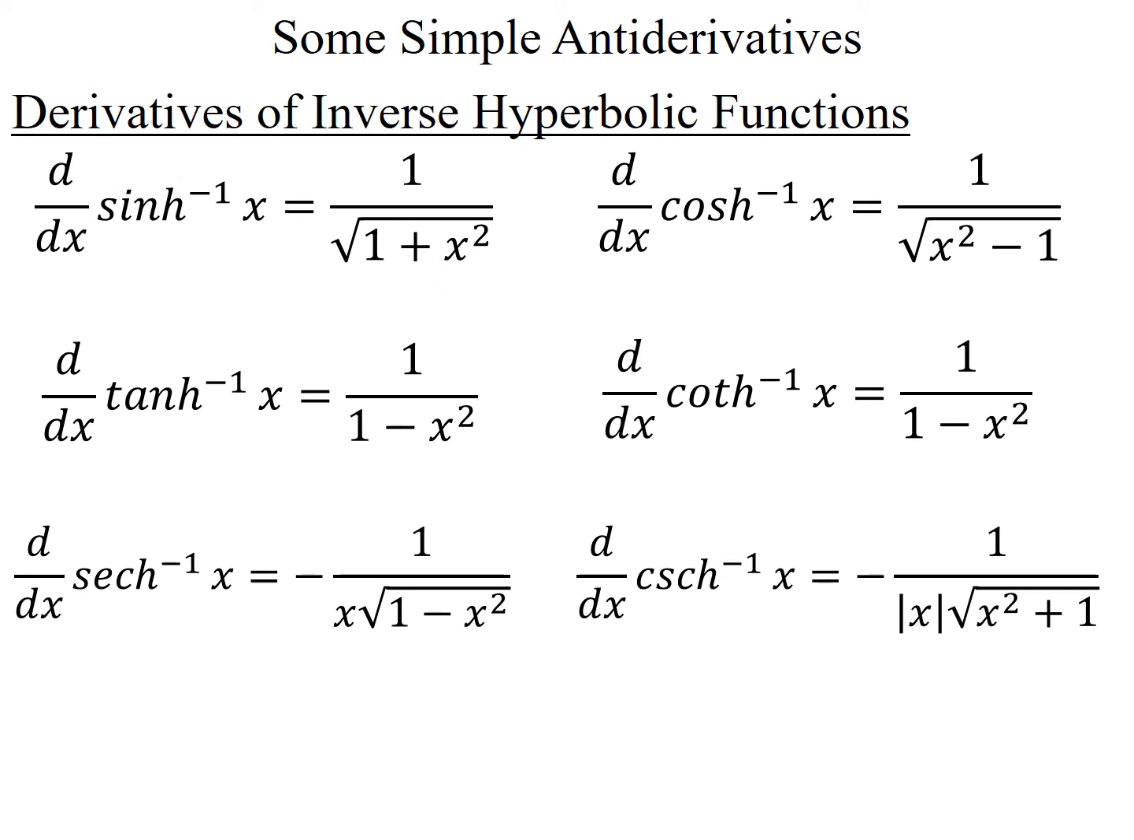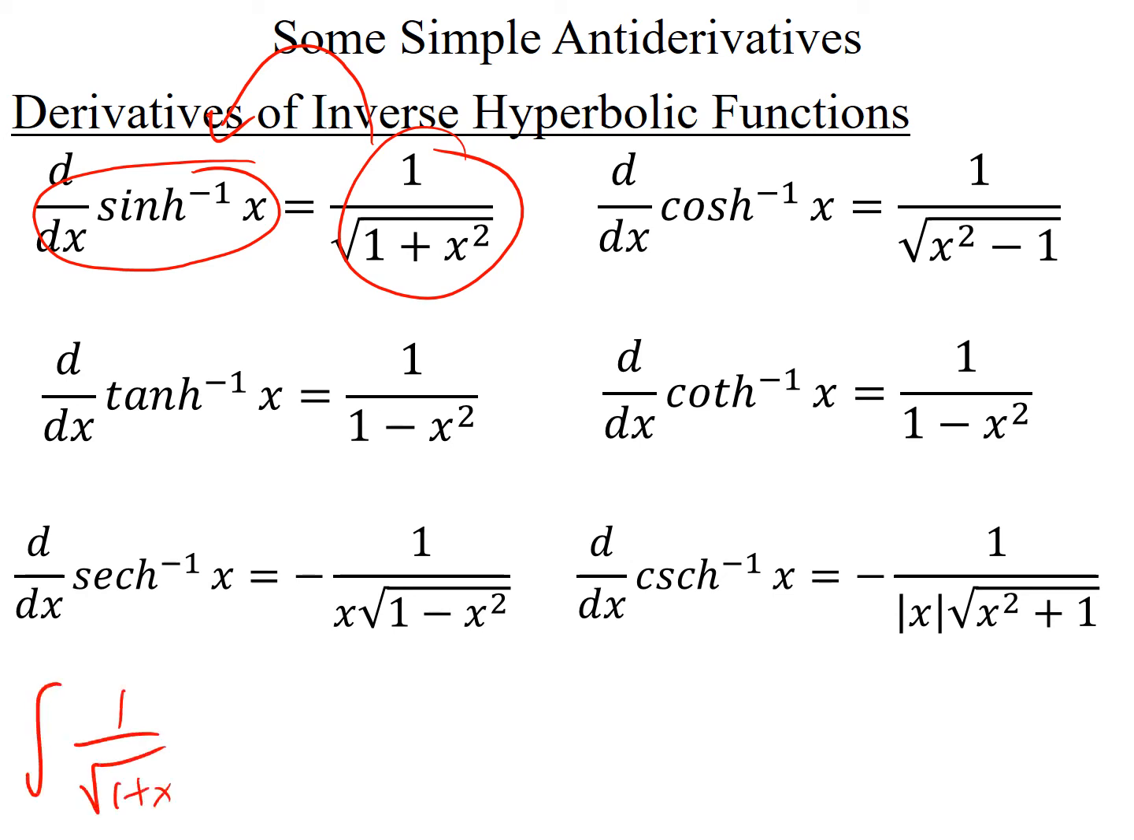Just you might have a sign change, like instead of a plus, a minus, that kind of thing. Okay, so just real quick again. Since we know the derivative of hyperbolic sine inverse is 1 over square root of 1 plus x squared, the antiderivative of 1 over square root of 1 plus x squared is hyperbolic sine inverse. Don't forget the plus c.